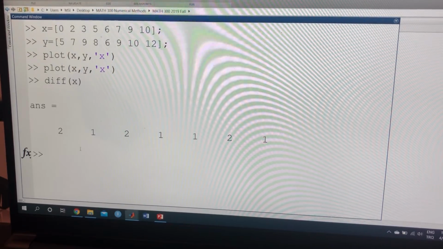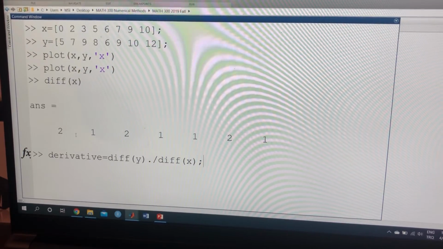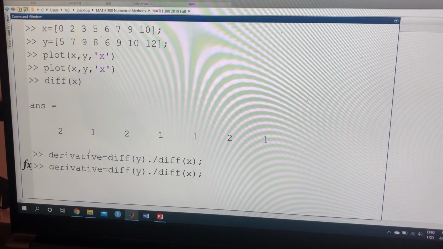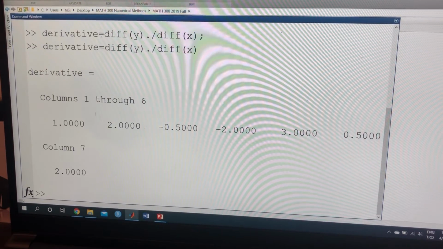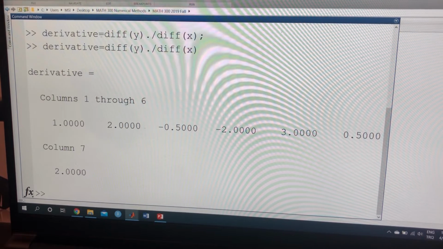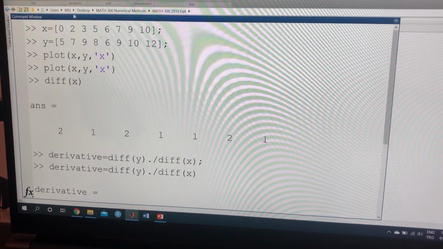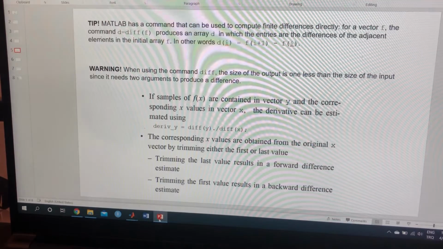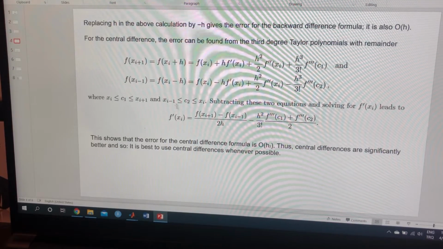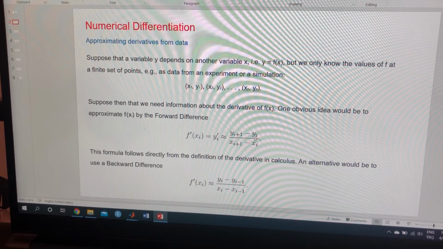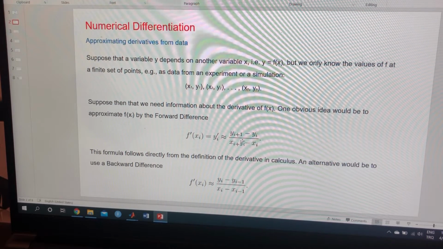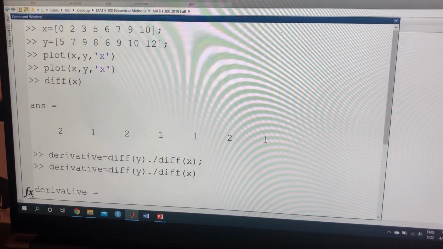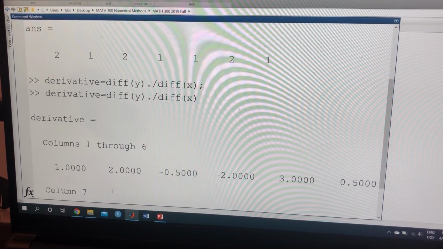And now let me find the derivative. Diff y over diff x. And for the derivative, of course, also let me open it. We have 7 values, as you can see. What we did, we took the differences of y over the differences of x. And if you go to our slides, this is how we generally define differences of y's over the differences of x. That's why I am finding the derivative in that way.